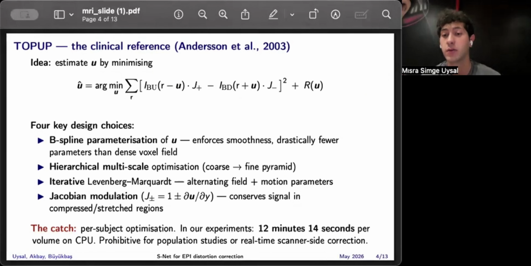TOPUP is accurate, well-validated, and clinically accepted. The downside is speed. On our test data, a single 160 by 160 by 104 volume took 12 minutes and 14 seconds on a modern MacBook CPU. For a single research subject, that's fine. For a population study or real-time scanner-side preprocessing, it's prohibitive. That's the gap SNet tries to close.